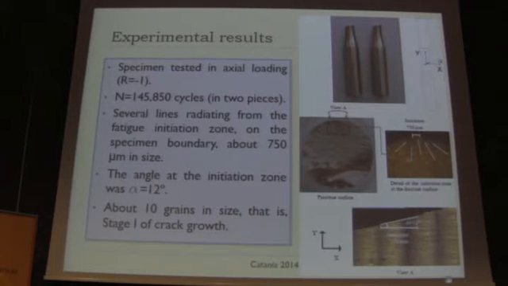So we go back to the surface of the specimen and take pictures along the crack, and we observe carefully that 750 microns and measure the angle. In this case, the angle is 12 degrees, and because the size of this zone is around 10 grains, we consider that it is stage 1.